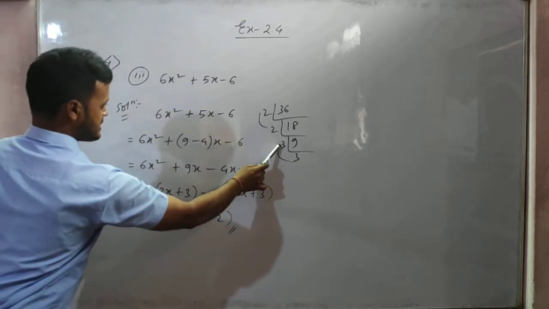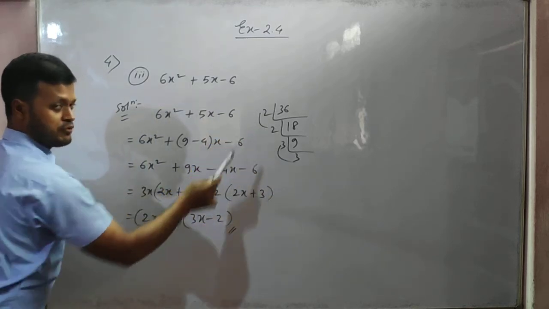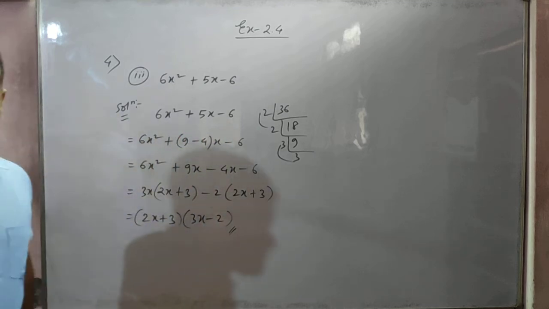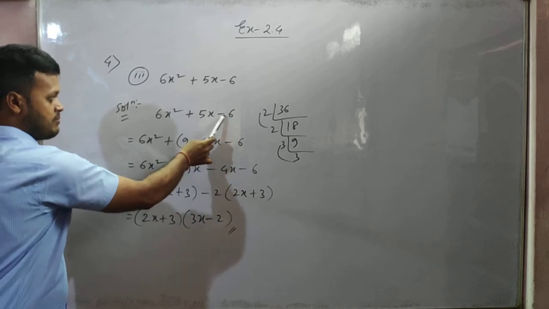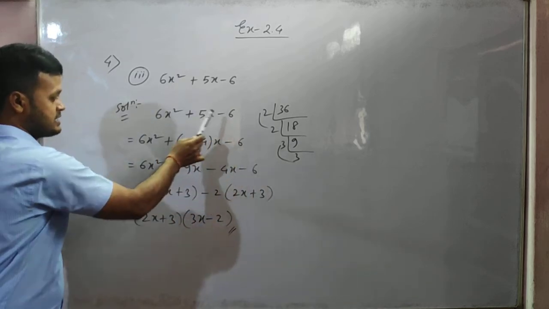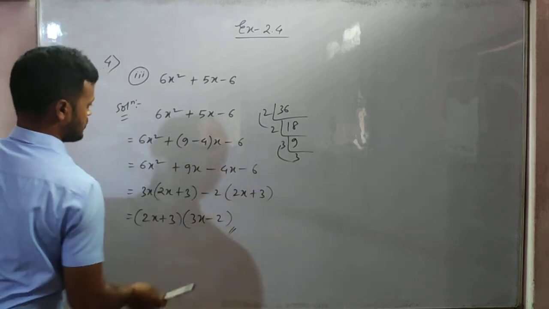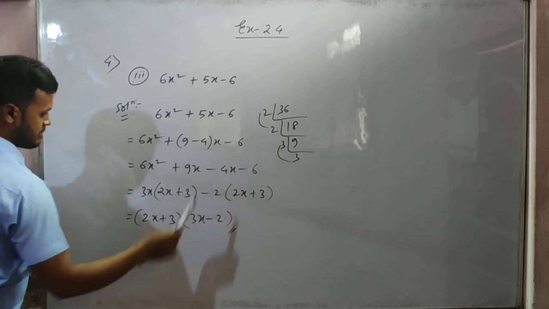Understood? 3 3s are 9 and 2 2s are 4, so 9 minus 4 will do here. Why minus? Because before the last term, what sign is there? Minus sign. So inside the bracket you will put minus sign. Okay. So 9 minus 4. Now just open this bracket. 9 into x will become 9x, minus 4 into x will become 4x.